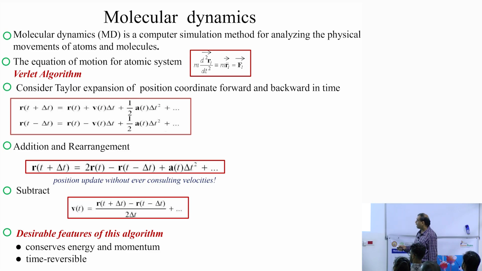Okay, and if you subtract them, then you get velocity, but velocity is less accurate. You can see that because if you subtract, all the even order terms will vanish. So this is accurate to cubic power. But most of the time we are more bothered about the potential energy part, and that is better represented in this form, as a result of which this appears to be a reasonable algorithm to work with for doing computer molecular dynamics simulations.